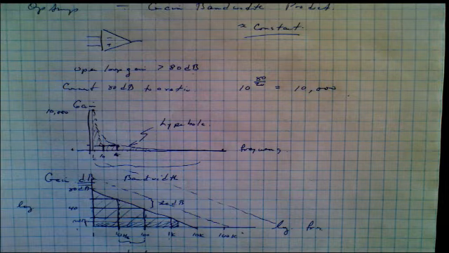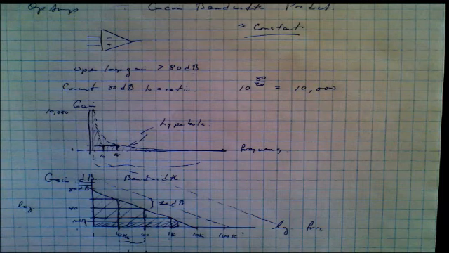So there it is. The gain bandwidth product of an operational amplifier remains constant. And to get a specific frequency, you need to have a certain minimum open loop gain, otherwise it may not be achievable.